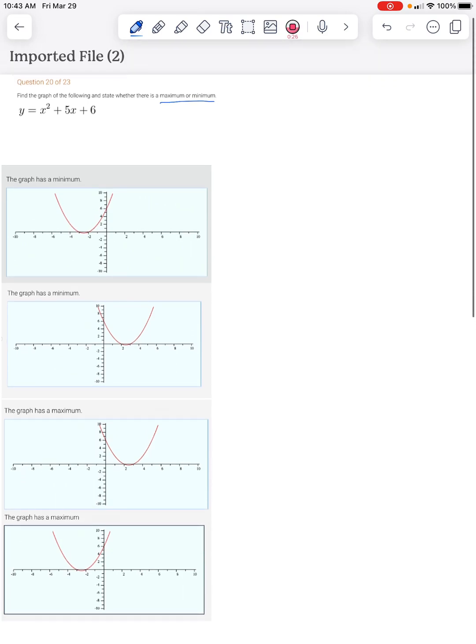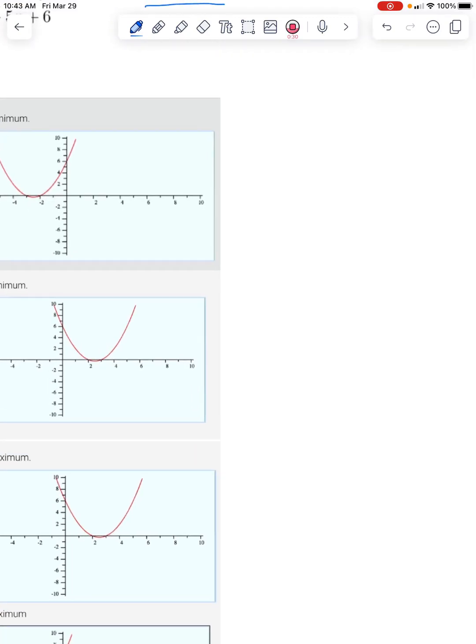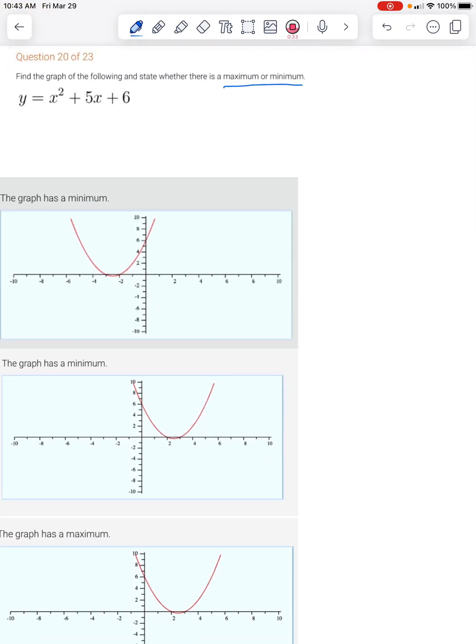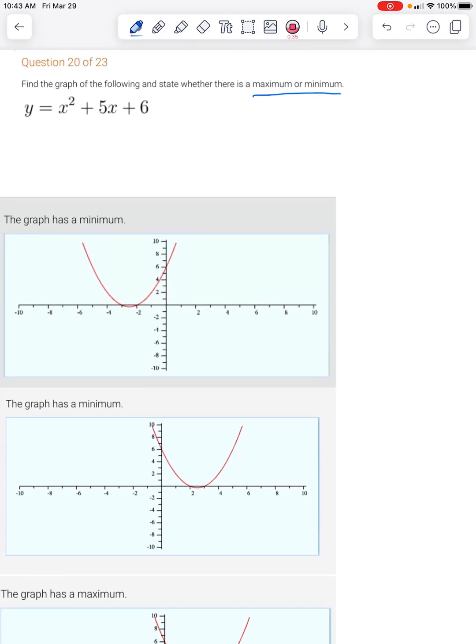Actually, by looking at the graph, it looks like they all have a minimum. The vertex is at the bottom of the parabola, but let's look at the equation, because the equation is actually what tells us if it's going to have a maximum or a minimum. If the x squared term is positive, which in this case it is, we know that the graph would look like this because it heads upward in a positive direction on both sides, and the vertex would be at the bottom of the graph, so we're looking at a minimum. There we go, graph.